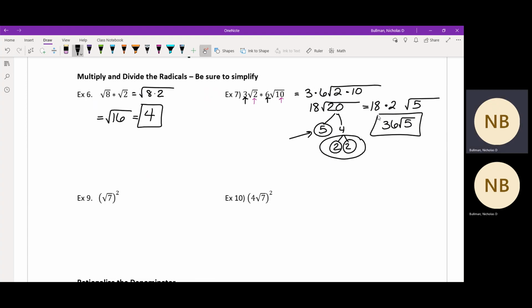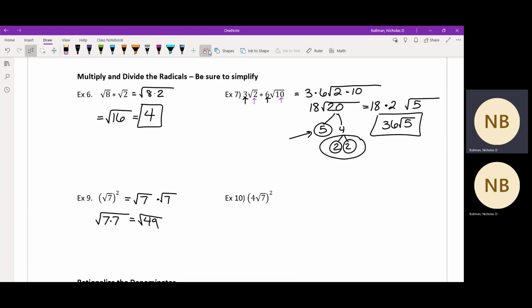For example 9, remember, so this is saying the square root of 7 squared. Well, remember, squaring is just multiplying a number by itself. So it's saying, what's the square root of 7 times the square root of 7? Well, since they're both inside, I'm really just saying, what's the square root of 7 times 7? And we know 7 times 7 is 49. So what's the square root of 49?